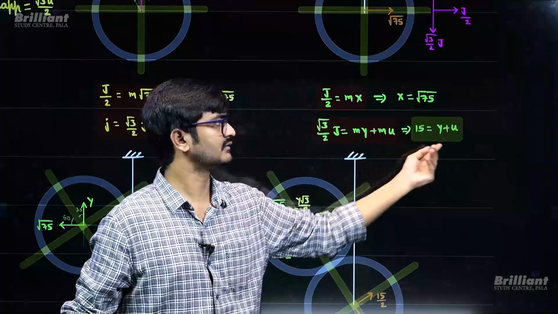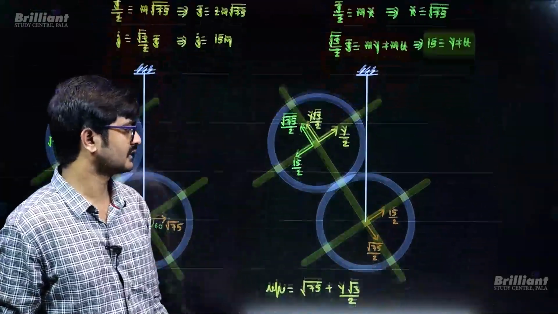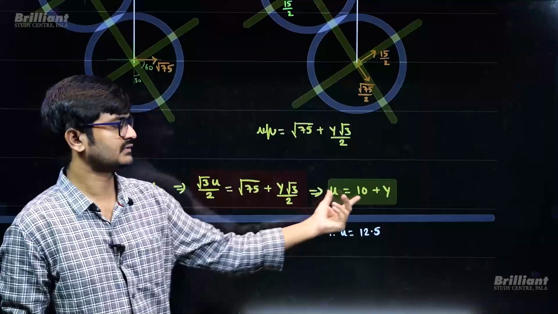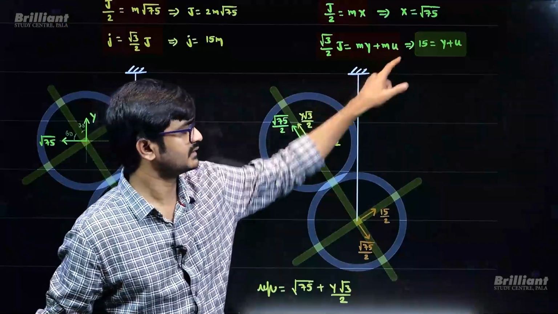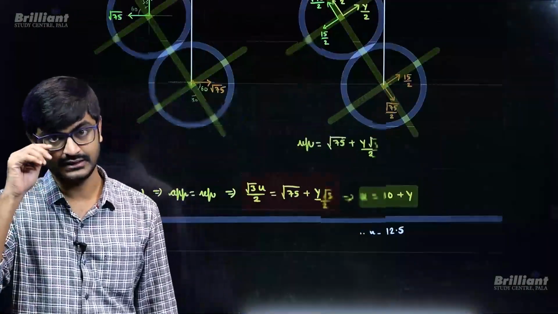Now I need to solve this equation, but there are two unknowns. So we need to write one more equation. That one more equation is e equals 1: velocity of approach equals velocity of separation, which is the same as our previous method. Now I will be solving this equation and this equation, and we will be ending up with the same result, right? Thank you.